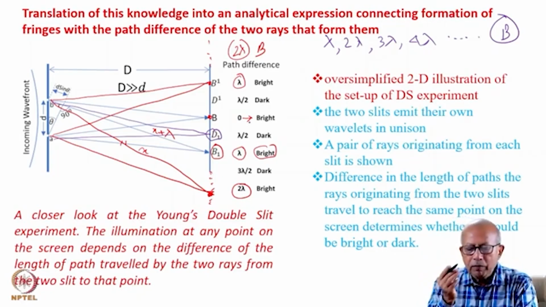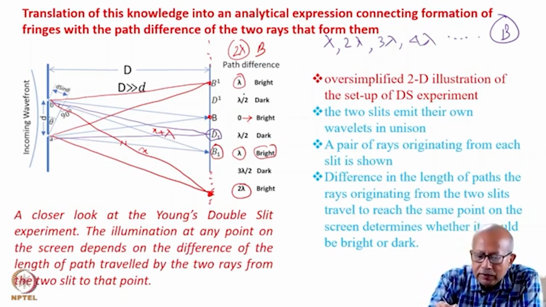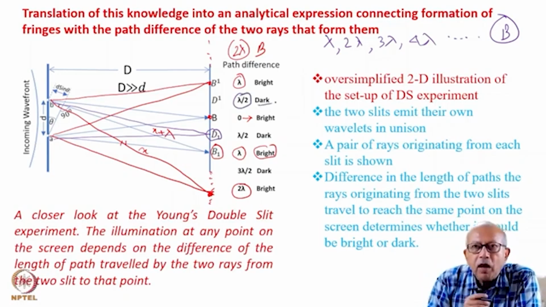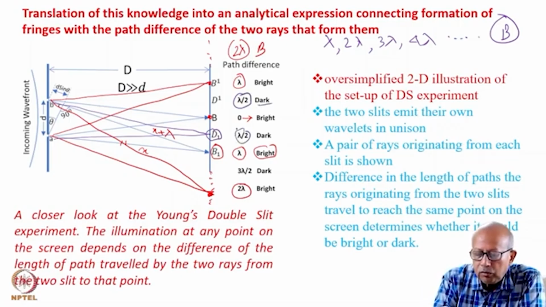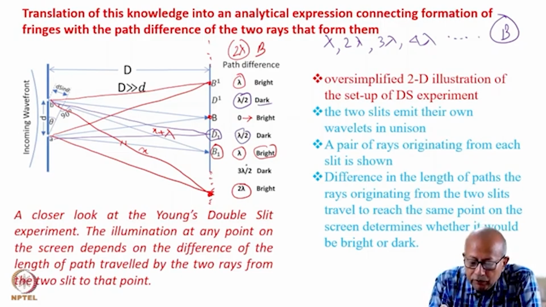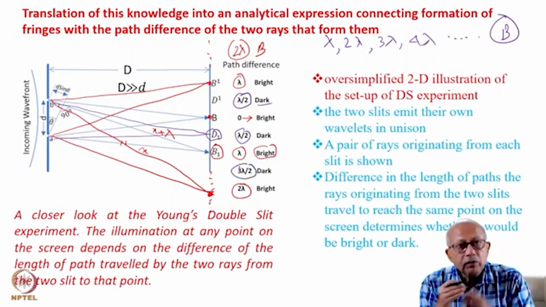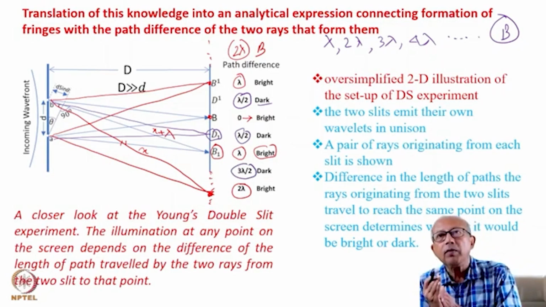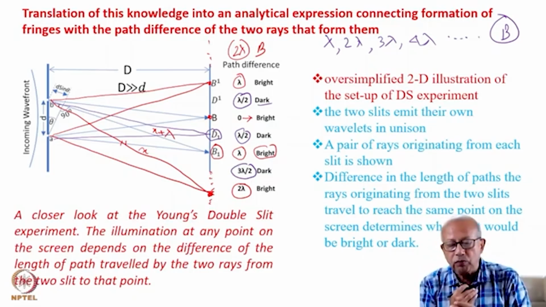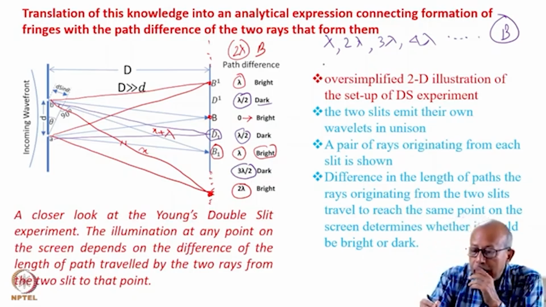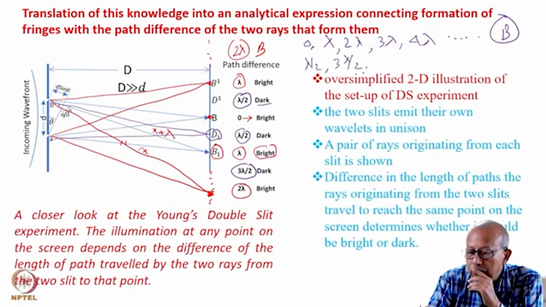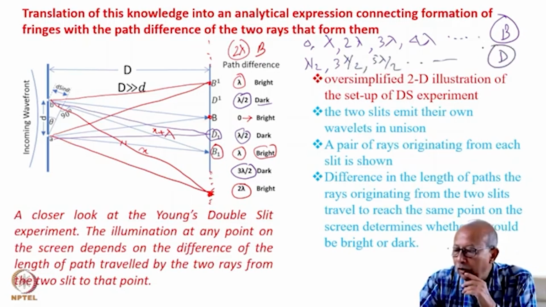So then, for this, the path difference is lambda by 2 and you have a dark zone, both above and below the central bright. For the next one, the path difference will be 3 lambda by 2, that is lambda plus lambda by 2, again out of phase. So we can say that if the path difference is lambda by 2, 3 lambda by 2, 5 lambda by 2, and so on, then we have a dark fringe.